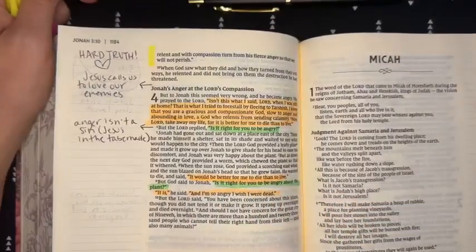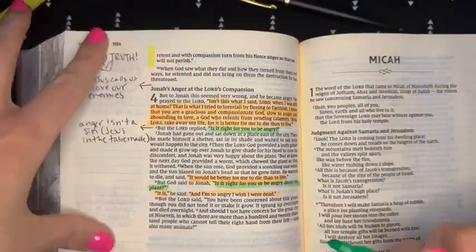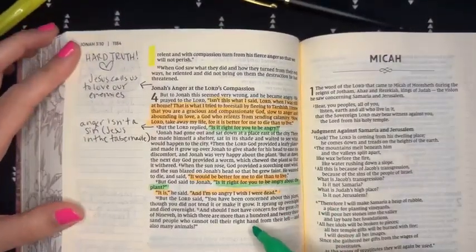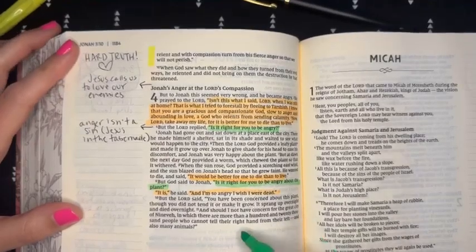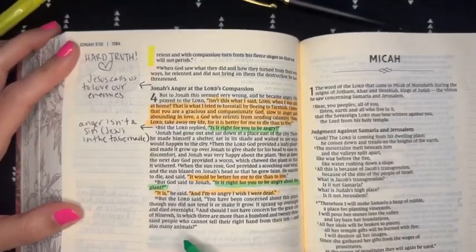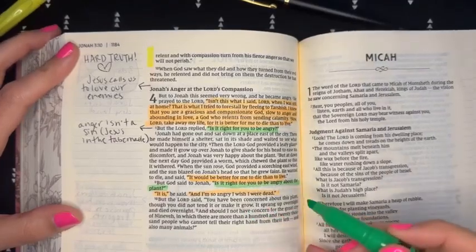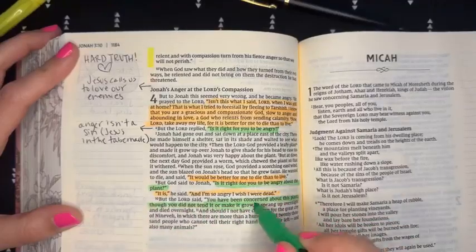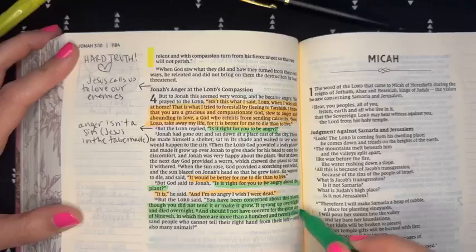And the Lord said, "You have been concerned about this plant, though you did not tend it or make it grow. It sprang up overnight, and it died overnight. And should I not have concern for the great city of Nineveh, in which there are more than 120,000 people who cannot tell their right hand from their left, and also many animals." And then the book ends. We don't even get Jonah's reply.